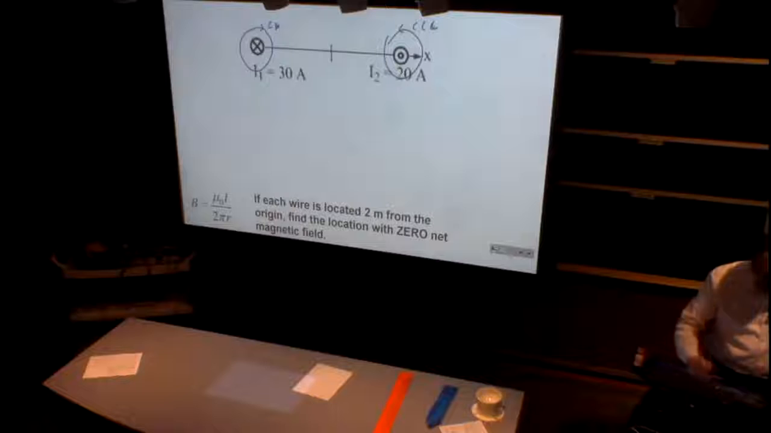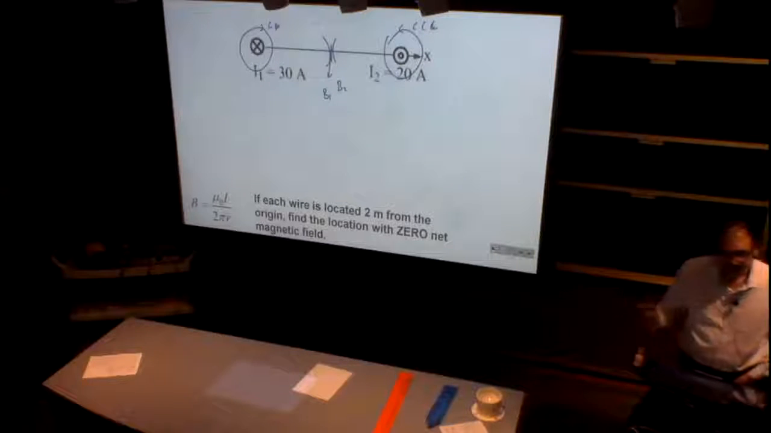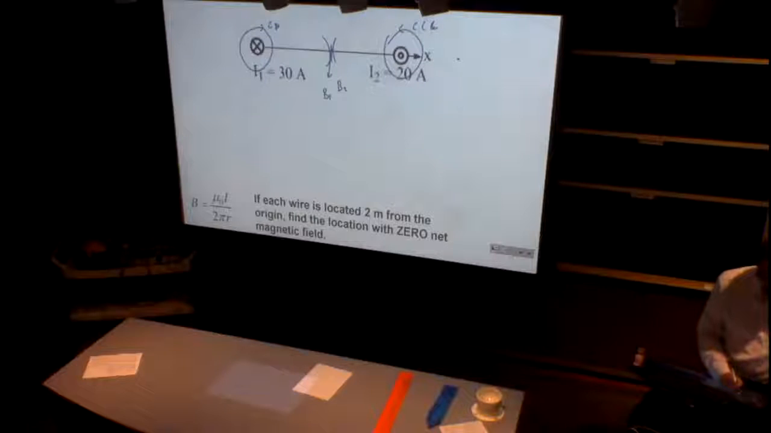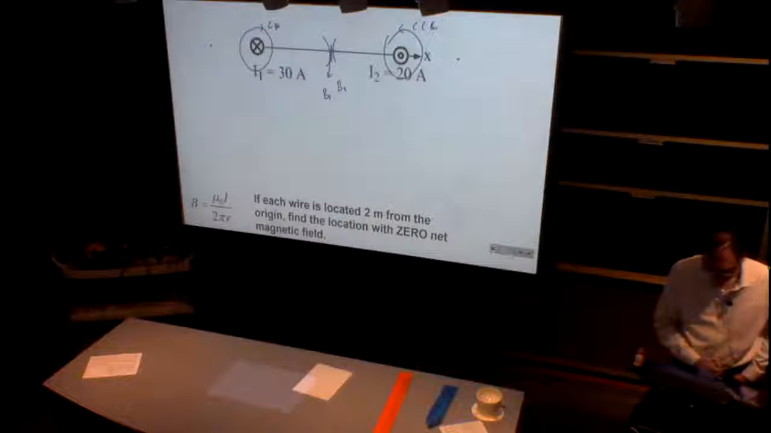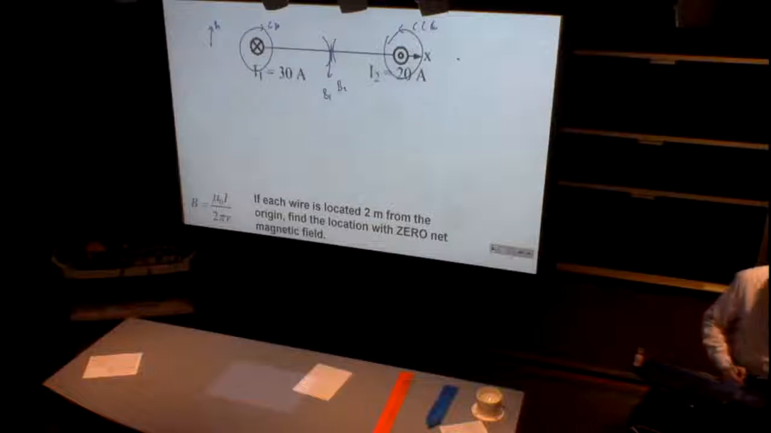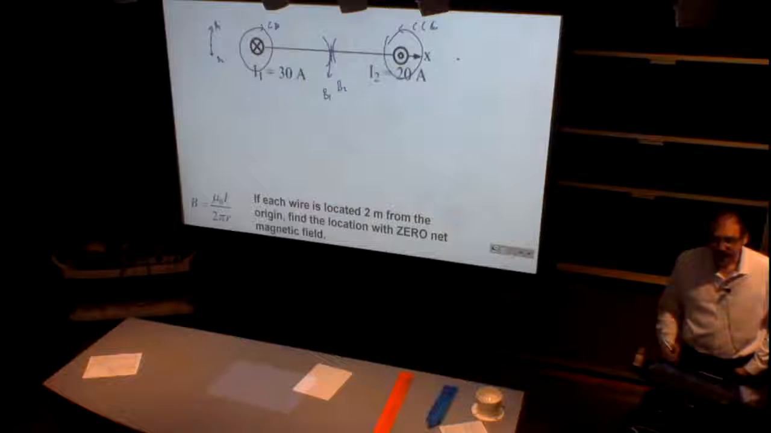So let's see, for example, what's going to happen in the middle. Right here, magnetic field number 1 should point straight down, but magnetic field number 2 should also point straight down. So it is impossible to make the net field equal to 0 at that location or anywhere between. So we have to check two other natural choices, to the right of the system and to the left of the system. To the left of the system, magnetic field number 1 should point straight up, and magnetic field number 2 should point straight down. But magnetic field number 1 will always be stronger because it's closer to the stronger current.